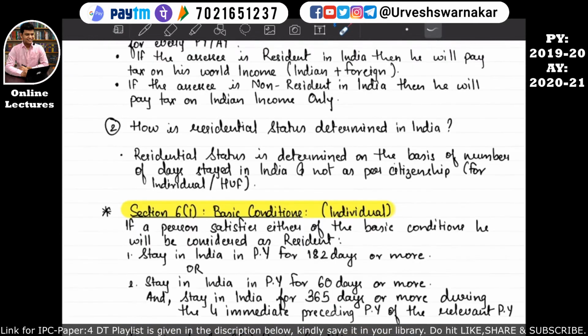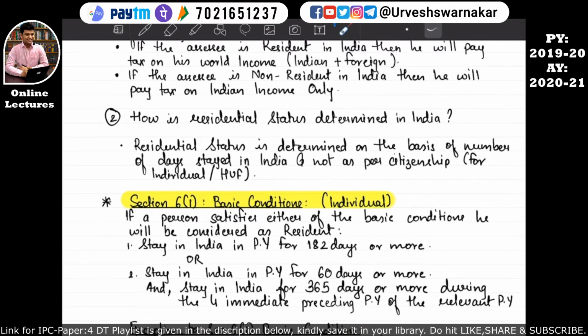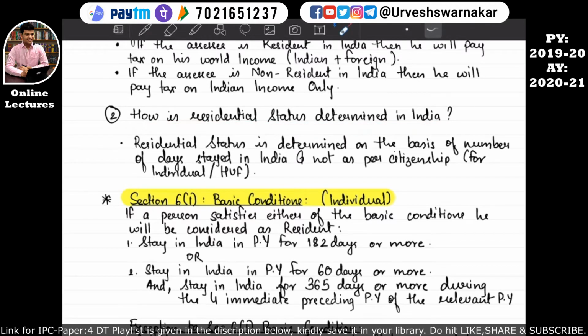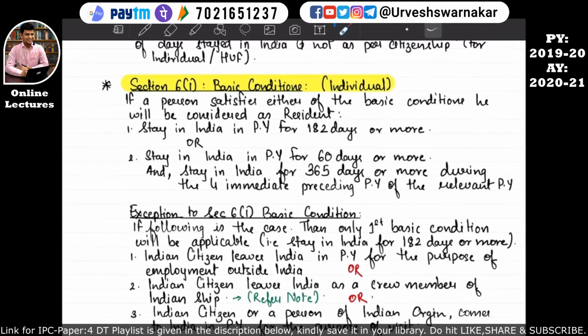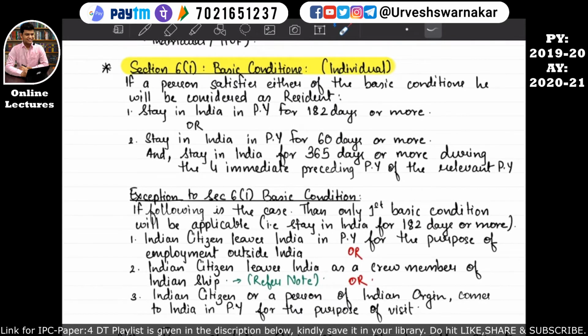How is the residential status determined in India? Residential status is determined on the basis of number of days of stay in India and not as per citizenship. I hope you have understood what this means right now. Section 6 subsection 1, basic condition.